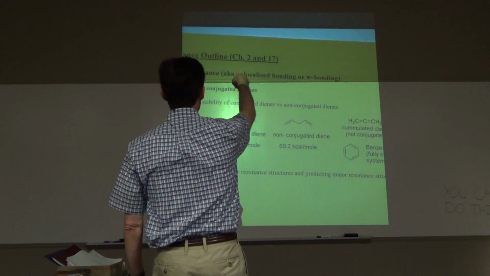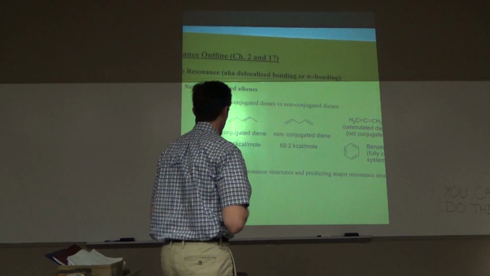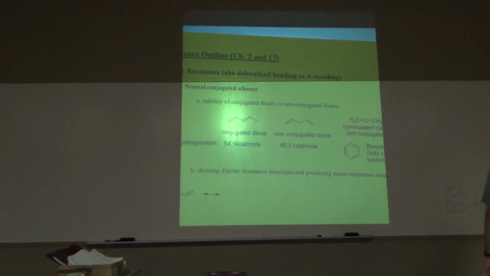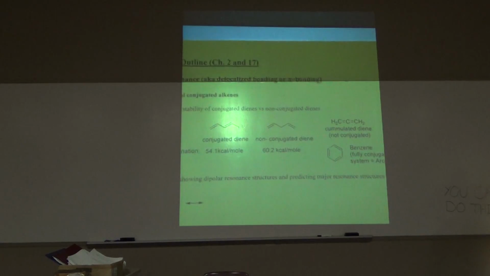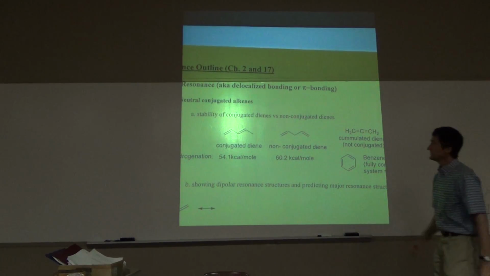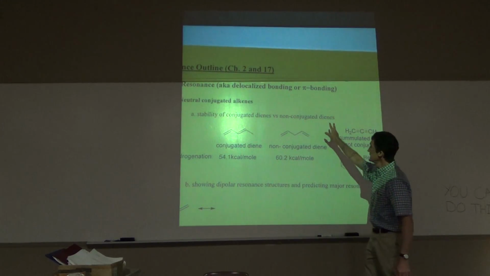Resonance, also known as delocalized bonding or pi bonding. Okay, we'll look at resonance here in detail. Let's start by looking at stability of conjugated dienes.